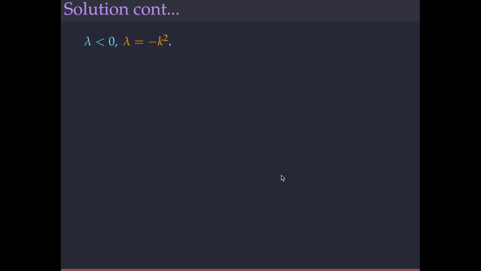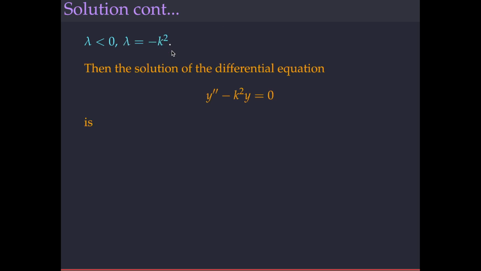Okay. So for example, let's see λ less than 0. The first thing is λ is less than 0, it means that I can write λ = -k², where k is some real number. Because I am assuming λ is less than 0 and this quantity is positive, then λ is less than 0. Now just substitute this into the differential equation.